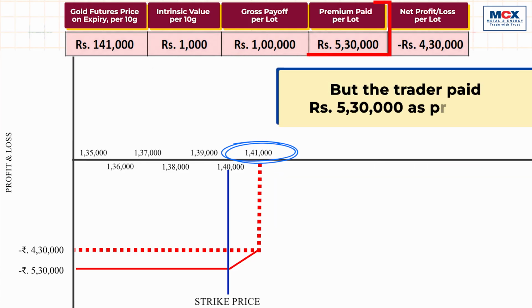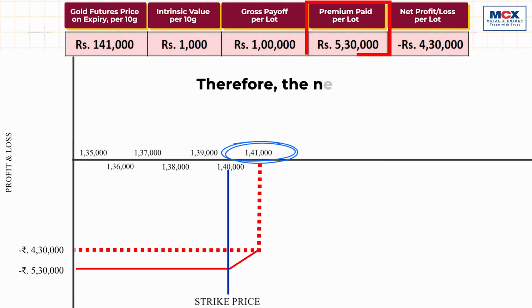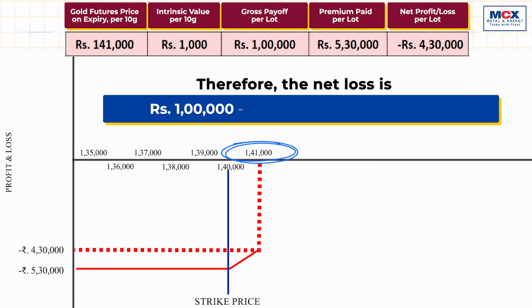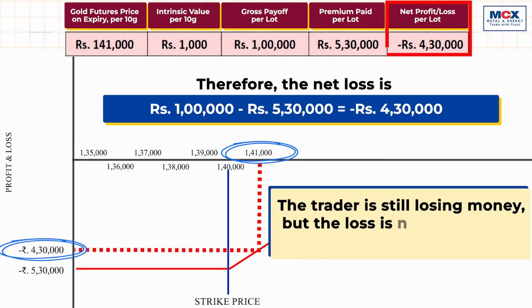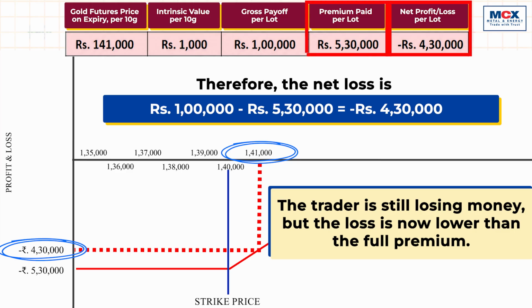But the trader paid Rs 5,30,000 as premium. Therefore, the net loss is Rs 1 lakh minus Rs 5,30,000 equal to minus Rs 4,30,000. The trader is still losing money, but the loss is now lower than the full premium.